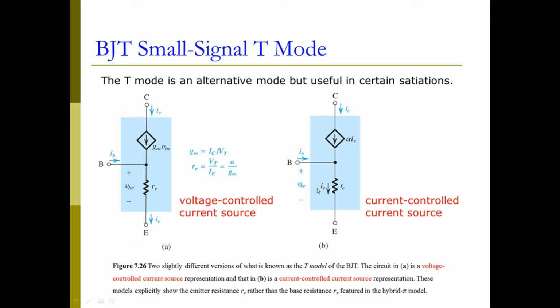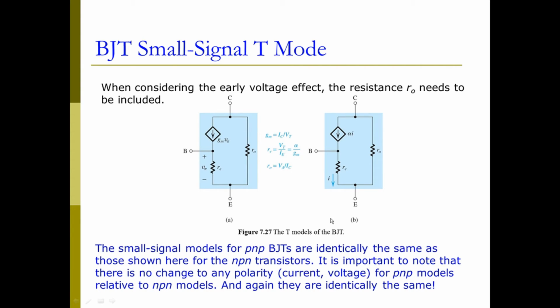And the second version of this model is a current controlled current source. Now this current is our IE here, because IE is related to this IB, right? You can also call this IB controlled IC here. It's a current controlled current source. Again, if we consider the early effect and we need to include the output resistance of the transistor, that is RO here, this RO will be in parallel with this transistor again.